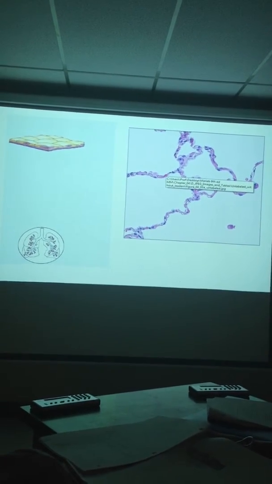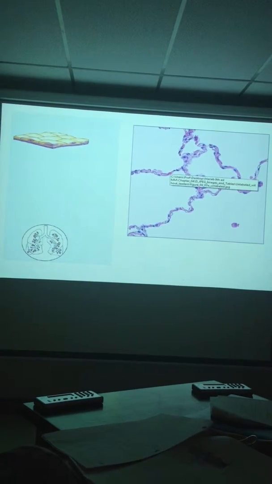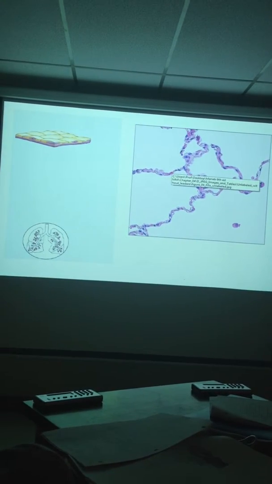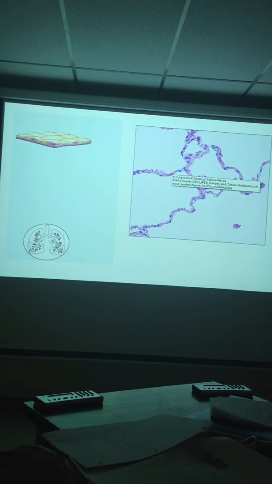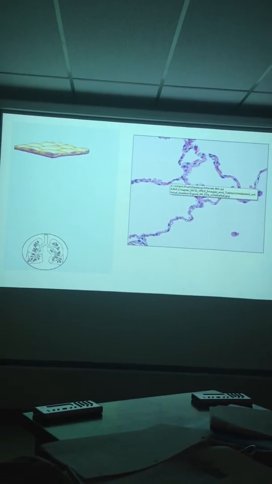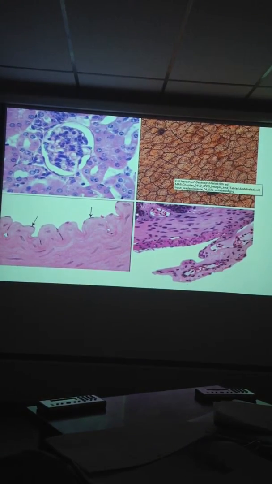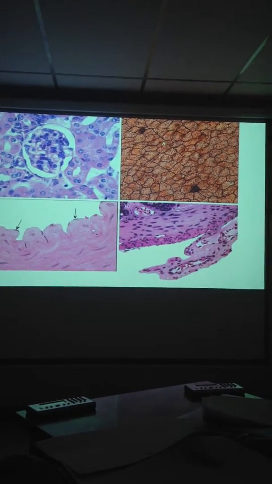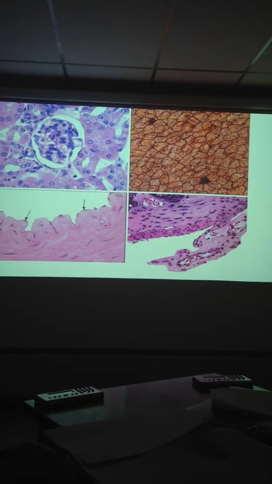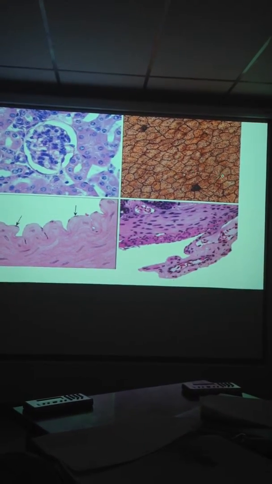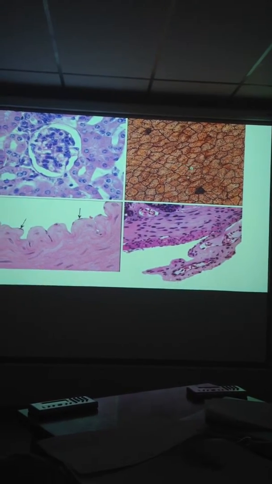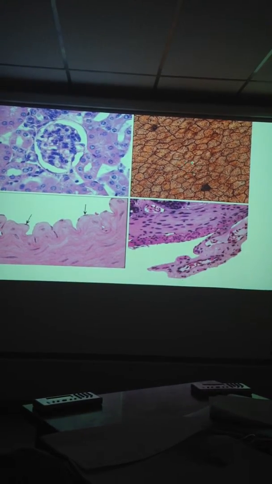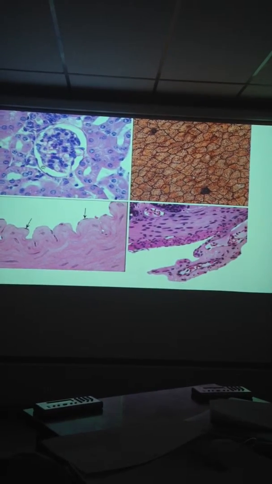Filtration. No filtration. Filtration would be bad. That would result in pneumonia. Gas exchange. Top right, it's a surface view of simple squamous. It's mesothelium actually. So you can see kind of the 6 sides, the hexagonal shape to the cells.